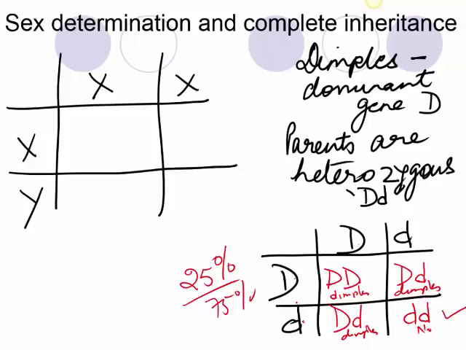So that's how you will draw the Punnett square and you will work it out. So in your test, you might get something like this, and you can work out what will happen.